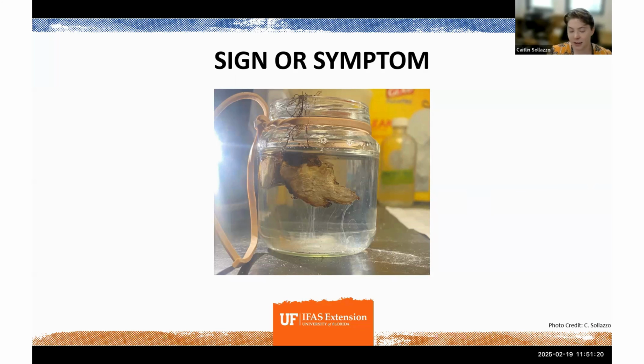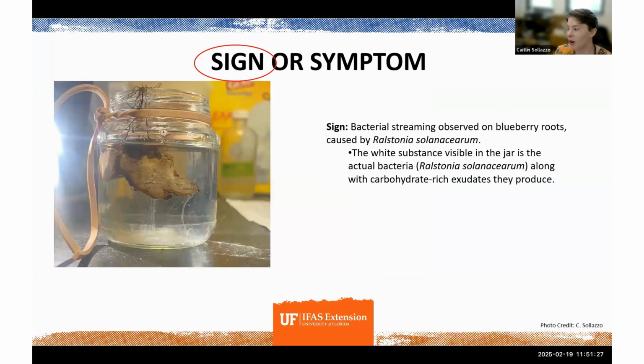All right, someone said sign. More signs. Okay, you are correct. It is a sign. So again, this white stuff is the actual bacteria. This is Ralstonia solanacearum. It's a blueberry pathogen. It actually can be a regulated pathogen in some areas, so it's not great. We do have an endemic version. But again, that white stuff is the actual bacteria.